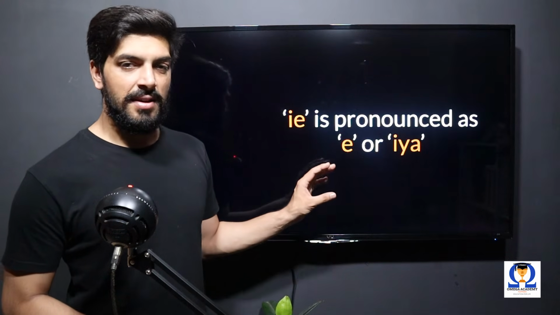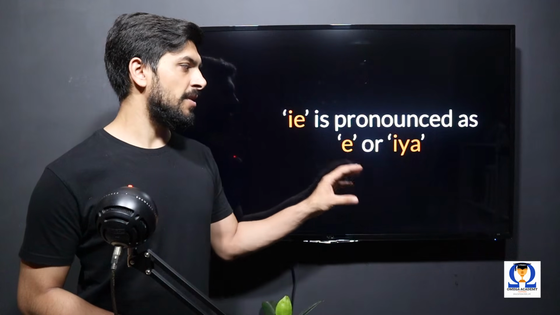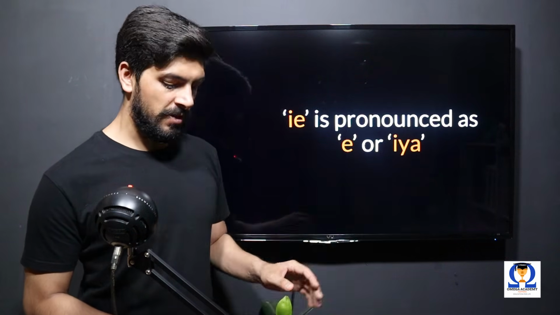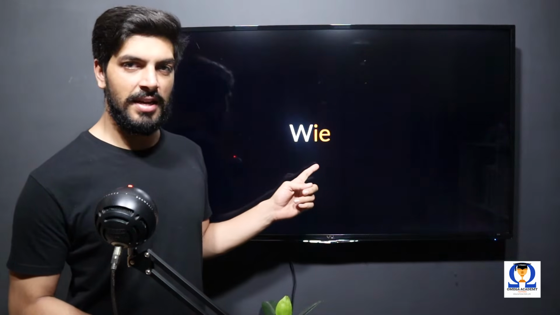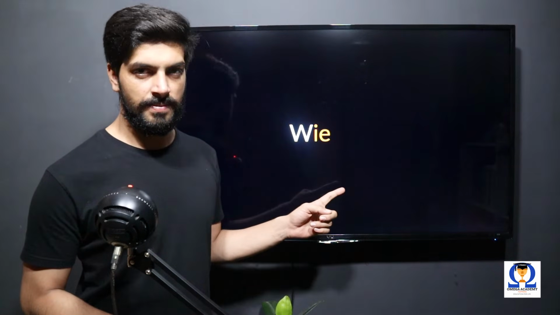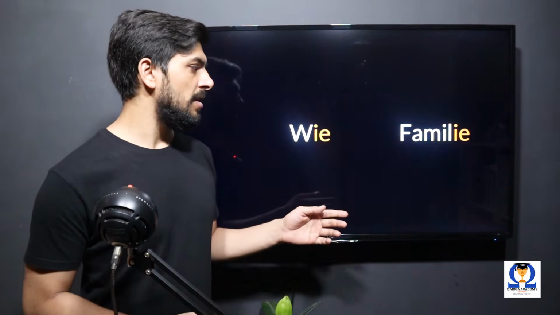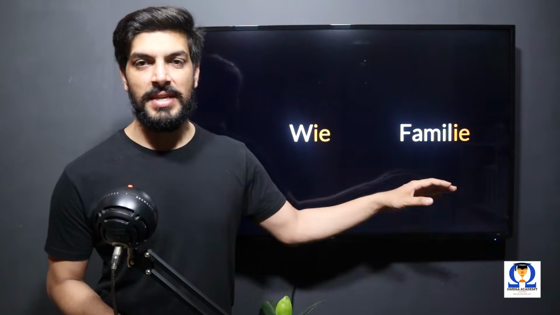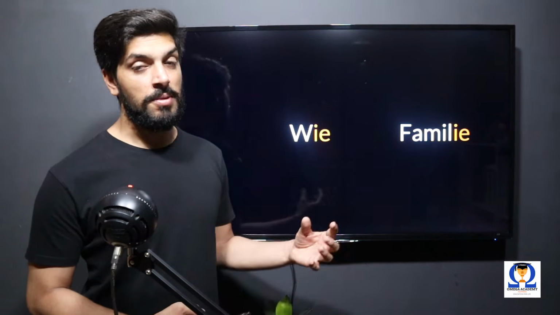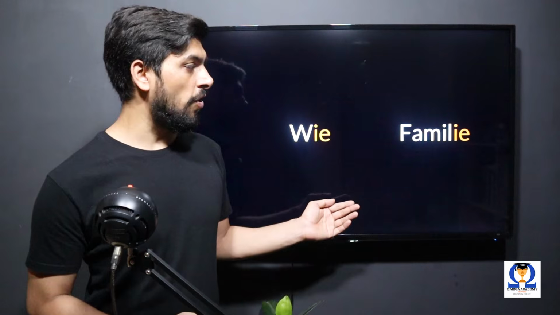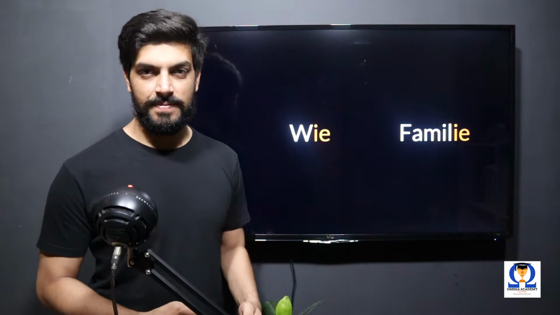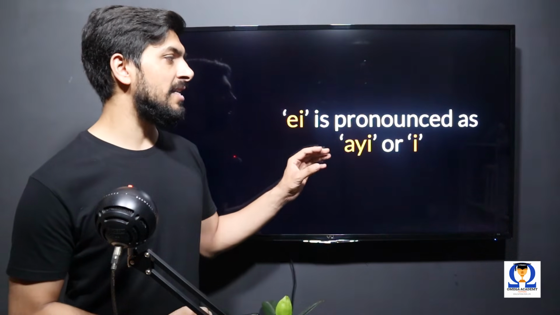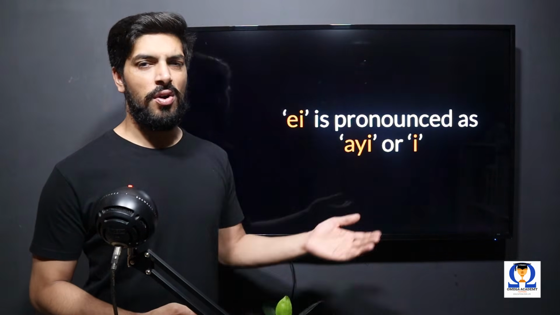Whenever there's IE in any word, it is pronounced as ee. Okay, let me show you an example. In here ie is pronounced as we. That is how. Another example where it is pronounced differently is Familie. Familie is family. So it can be pronounced as ee like we or Familie, that is family. Okay, the IE sound.